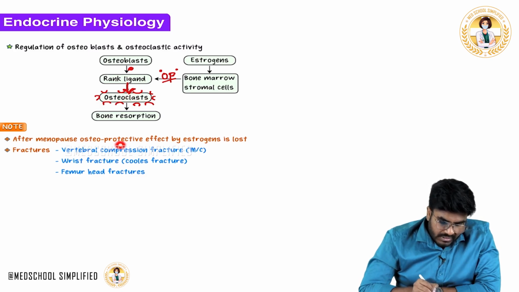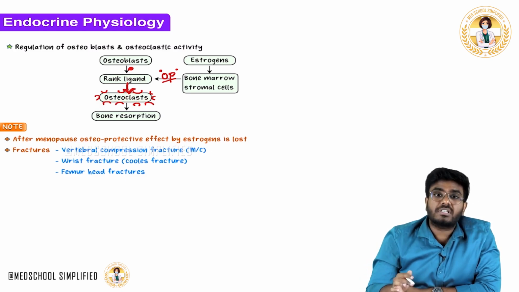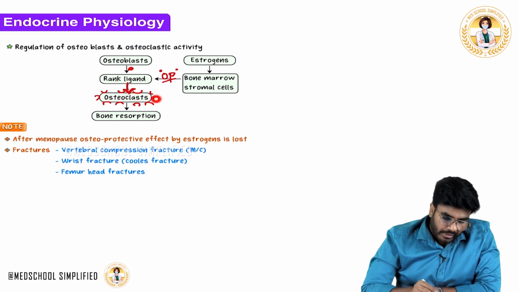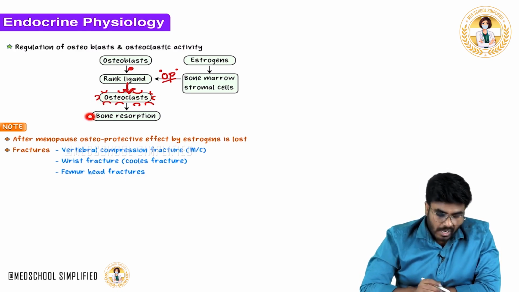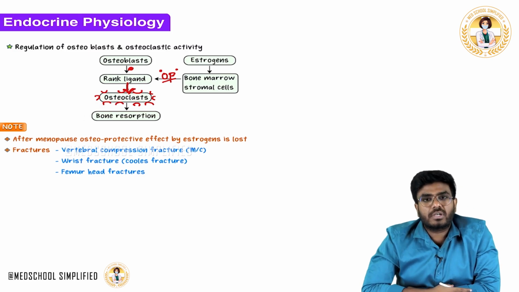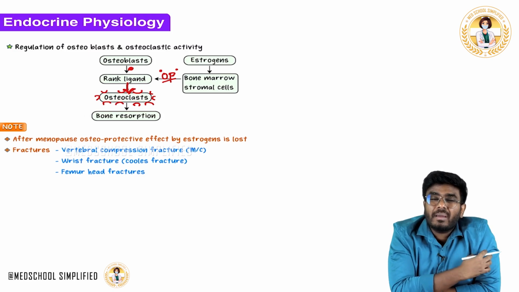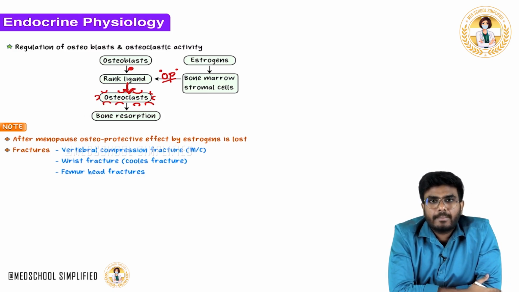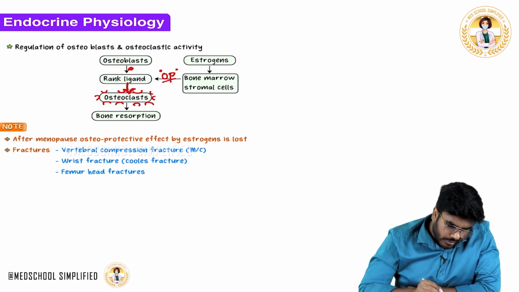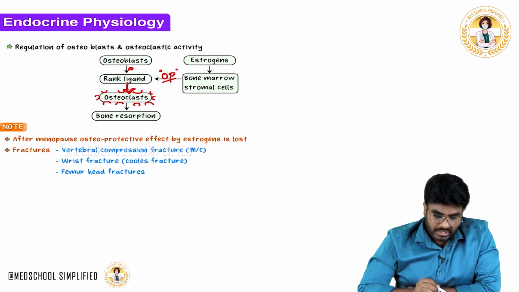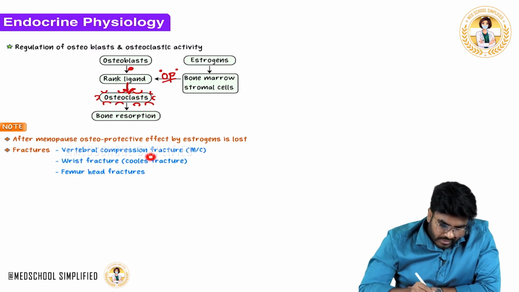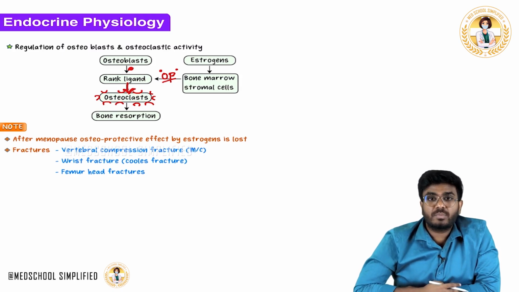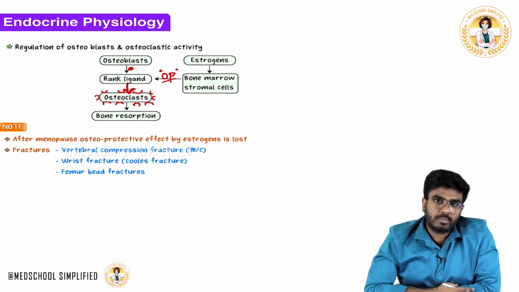See, after menopause, the osteoprotective effect of estrogens is lost. Now she is going to have activation of osteoclasts in her body. Osteoclasts are going to do the bone resorption. Whenever there is bone resorption, her bone mineral density is going to be affected. So what happens? It will lead to fractures. Which fractures? It's going to cause compression fractures, especially the vertebral compression fractures.